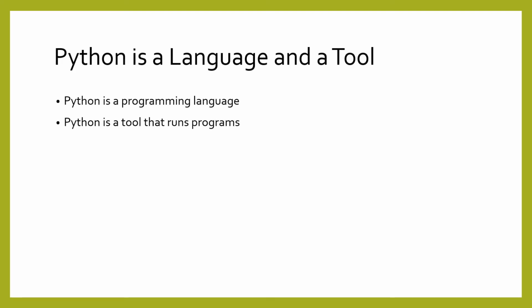Python is actually two things. First, as a programming language, Python is a set of rules for writing Python programs. Second, Python is also a program that can execute programs written according to the rules of the Python programming language. Therefore, we will sometimes refer to Python as a language and sometimes refer to Python as a tool for running programs. Before we explain what it means to run a program, let us talk about programming languages a little more.